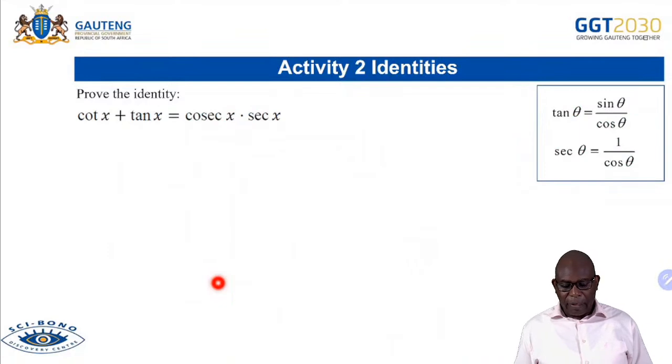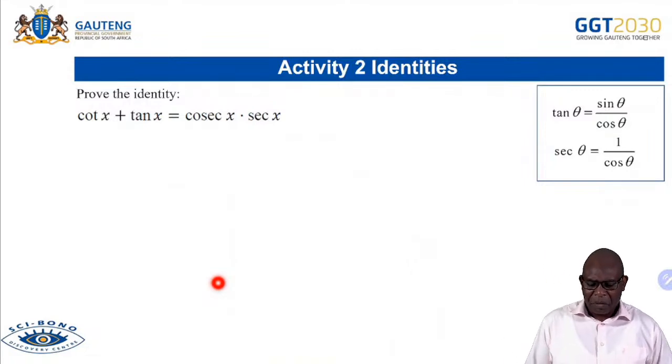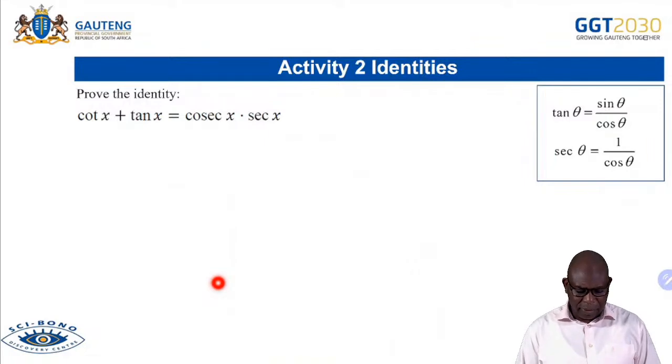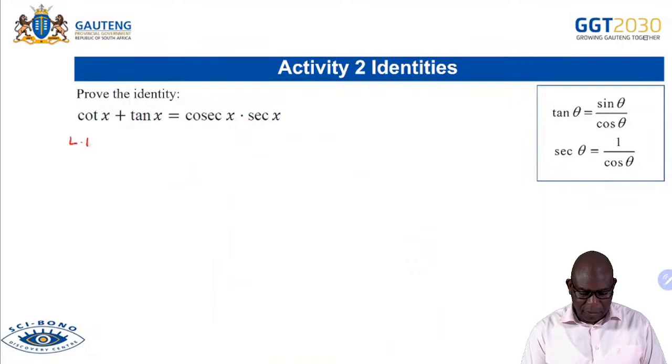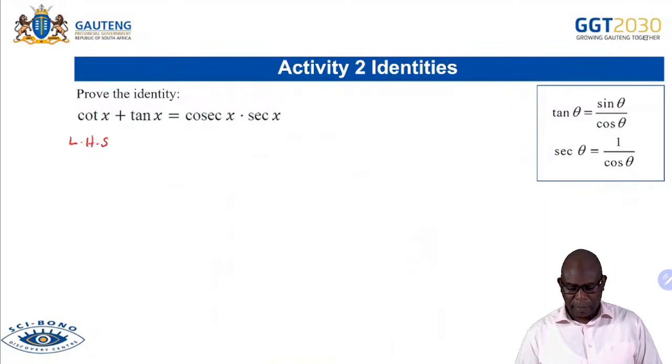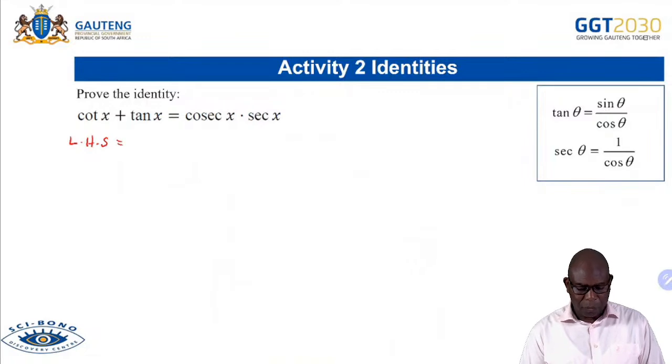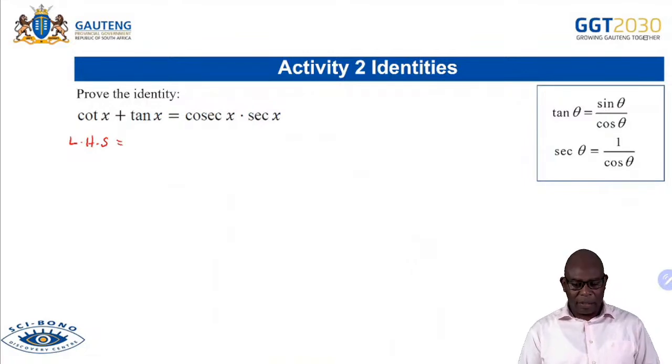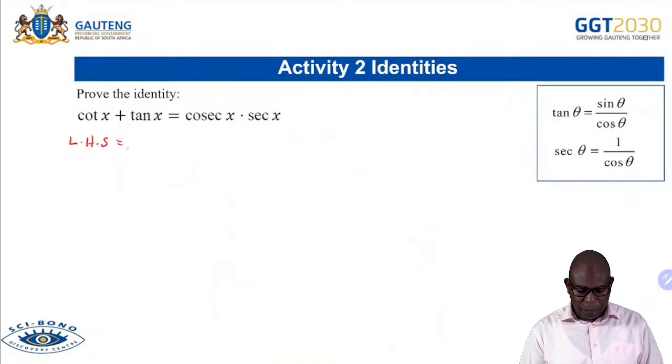Okay. The next identity here, you see this one, the left hand side and the right hand side are a bit complicated. Both sides are a bit complicated here. But let me try the left hand side. So I'll say the left hand side equals to, what is the cot of x? It will be cos of x divided by sine of x.